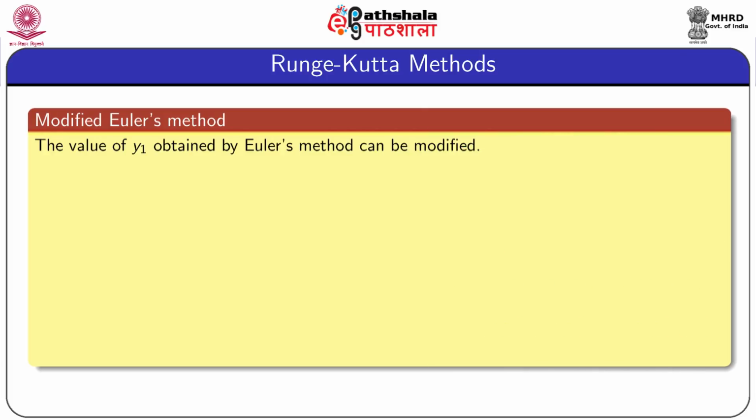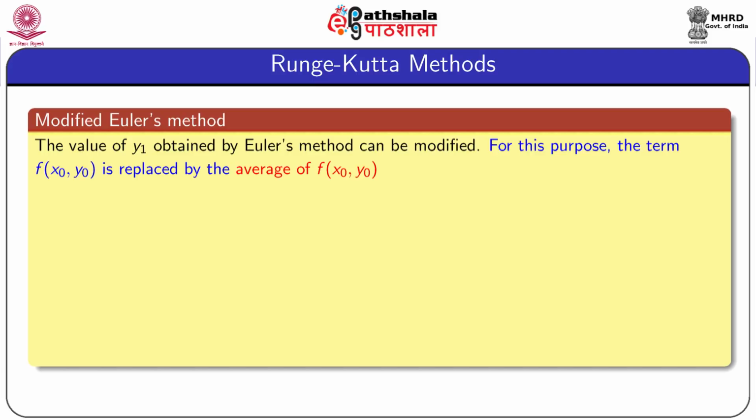Now, the value obtained by Euler's method can be modified, and the new method is known as modified Euler's method. In this method, the value of f at x0, y0 is replaced by the average of f of x0 comma y0 and f of x0 plus h, that means x1 comma y10, where y10 is the 0th approximation or first value of y1, obtained by Euler's formula. That means y10 equal to y0 plus h into f of x0 comma y0.